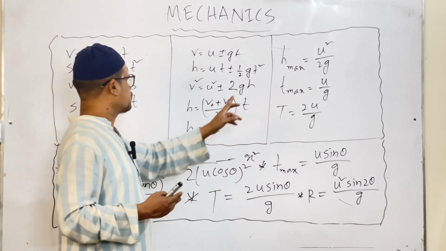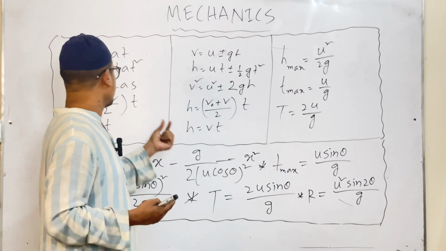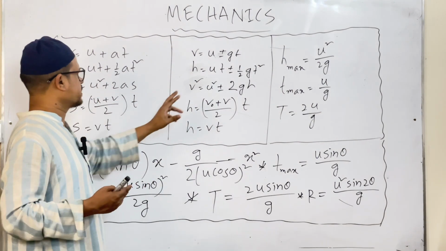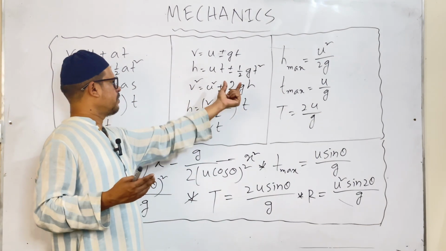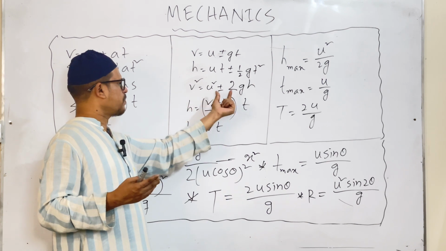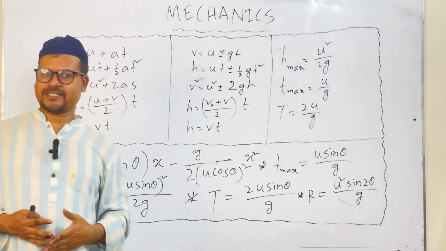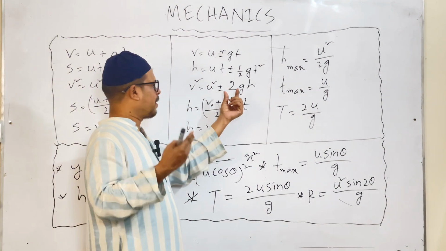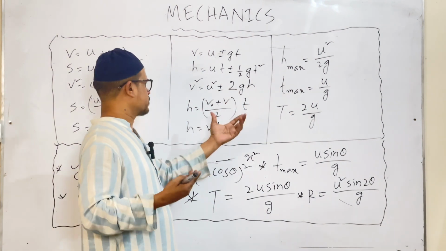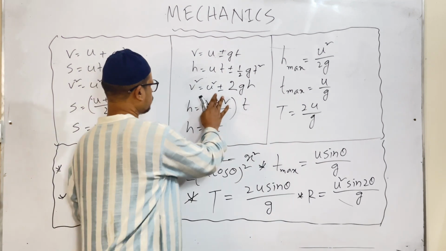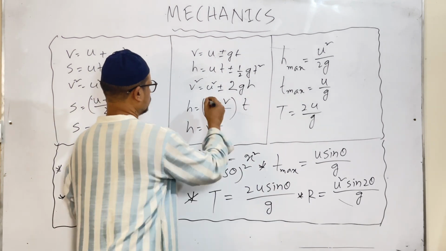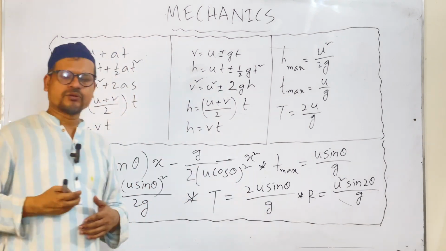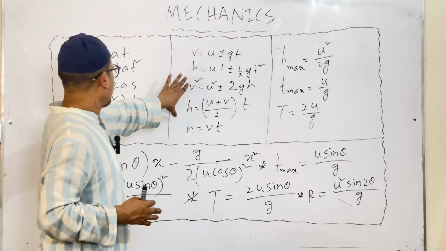Here we have used acceleration due to gravity g in place of a, and h in place of s, where h is the height. And v square will be u square plus or minus 2gh. Here you have to understand one would be plus, one would be minus. Also h equals (v naught plus v) over 2 times t, and h equals vt. These are the 5 formulas.